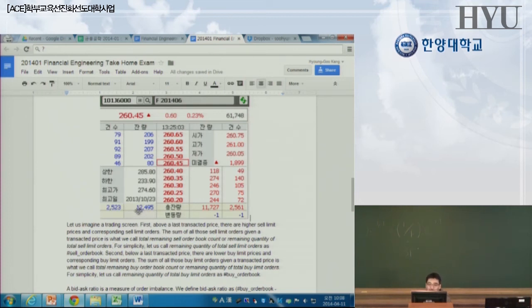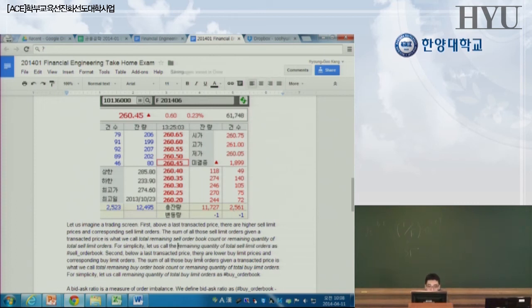Here the number is 112,495. For simplicity, let us call this remaining quantity of total sell limit orders the sharp sell order book, because the full name is too long.